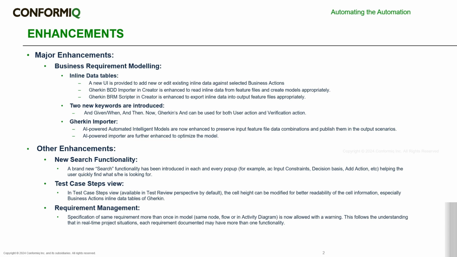Now, within this new version release, you can also find enhancements made across the requirement management as well. The specification of the same requirement more than once in the model is allowed, but with a warning message, following the understanding that in real-time projects, a requirement specified more than once in a particular node, or in a particular flow, or in a particular AD file, can have more than one functionality.